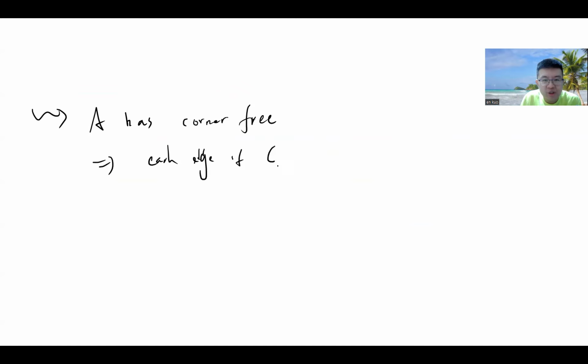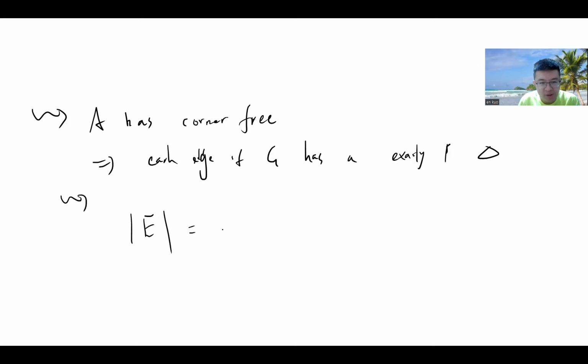So this means the following. This means that if A has no corner, it implies that each edge of G has exactly 1 triangle, the corresponding one, because each edge can only be in one trivial triangle. So the number of edges must be O(V squared).